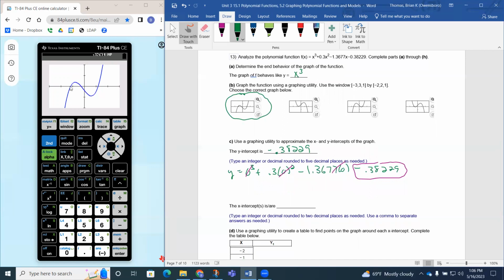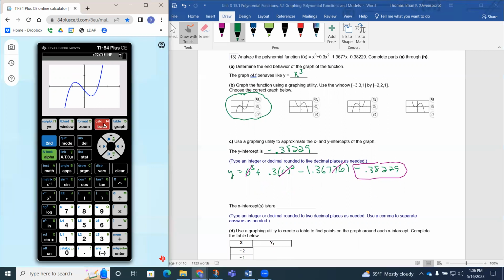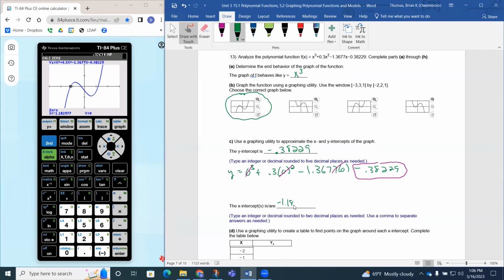So notice how it touches the x-axis here and the x-axis there. So I'm seeing there's actually 3 zeros: 1, 2, 3. So if I use my calculate button, use number 2, let's move over to the left side of the first x-intercept or zero, hit enter. So I got to go across there. There's a sign change, hit enter. And notice how the x-intercept is going to be in between those 2 lines. Hit enter again. So here they say round to 2 decimal places. So that's going to be negative 1.18 because that 2 just says keep the 8.